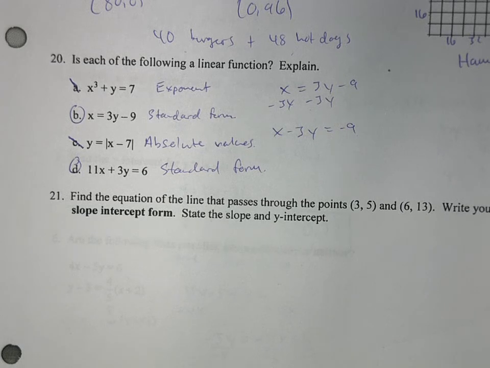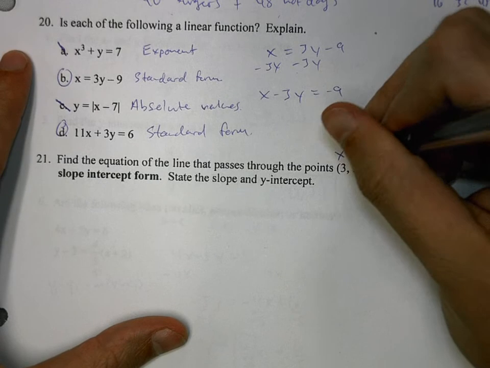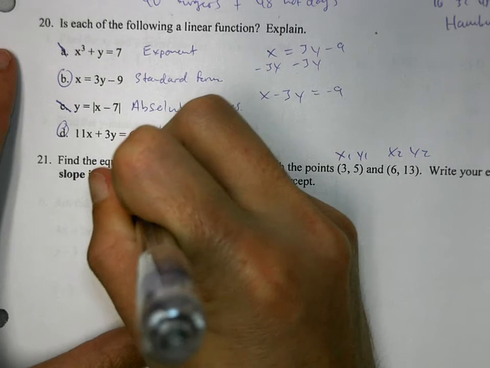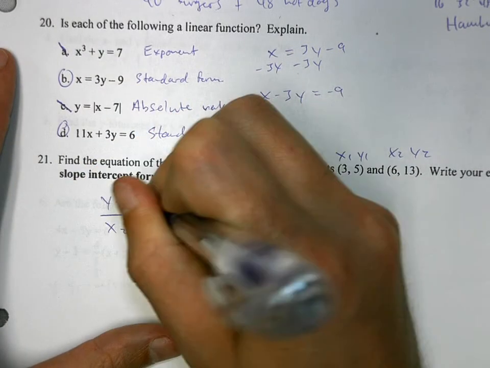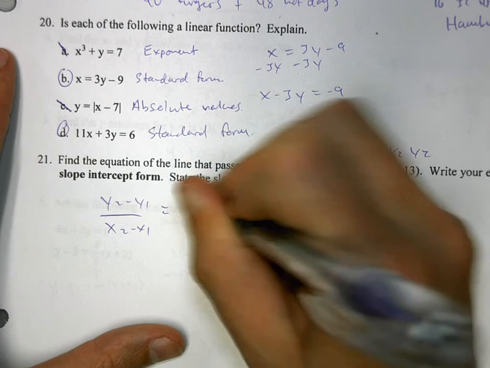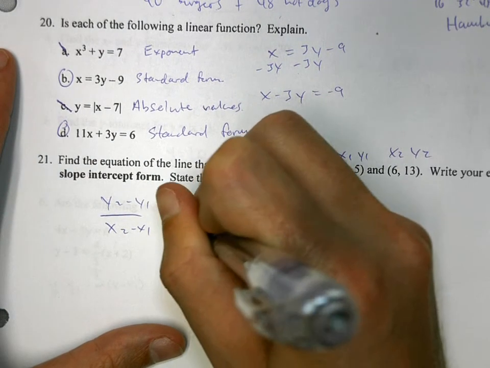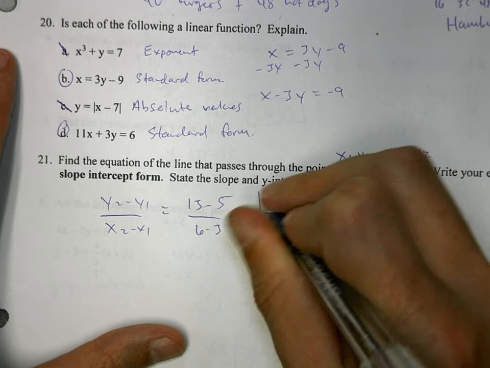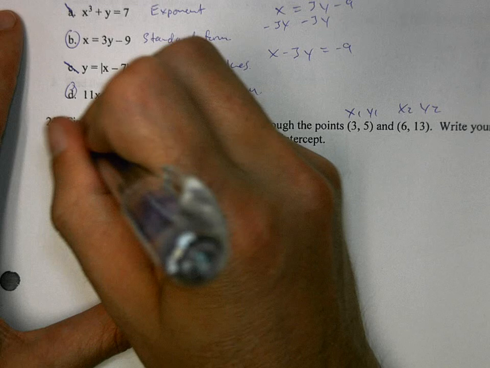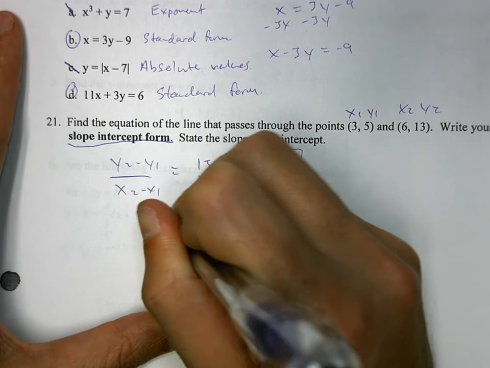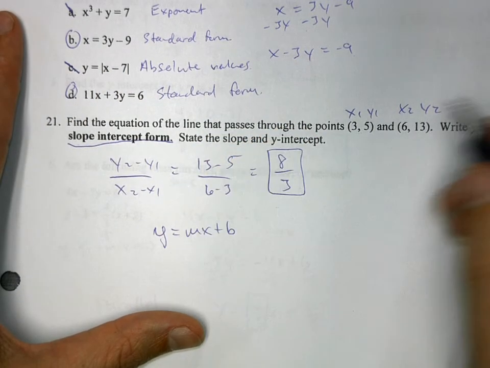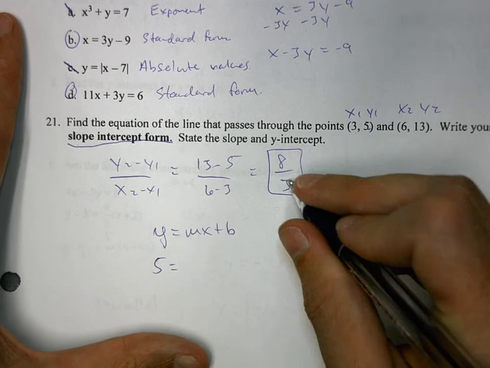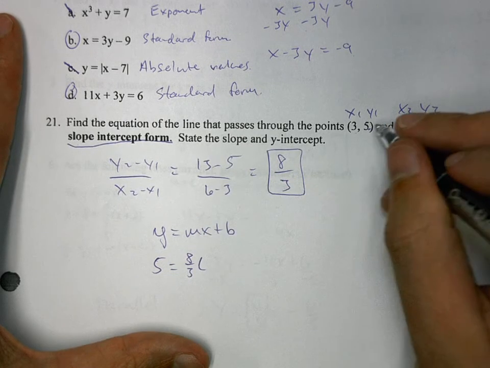And 21, find the equation of the line through these 2 points. So slope formula, y2 minus y1 over x2 minus x1. y2 is 13, y1 is 5, x2 is 6, x1 is 3. 13 minus 5 is 8, 6 minus 3 is 3. That is our slope. It said slope-intercept form, which is y equals mx plus b. I'm going to use 3 and 5 as my x and y values. So y is 5. Slope was 8 over 3. x is 3, plus b.